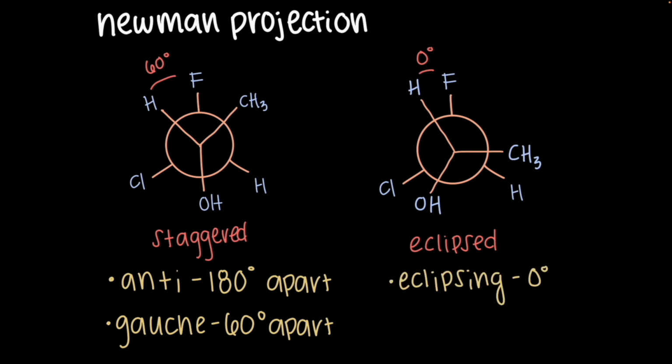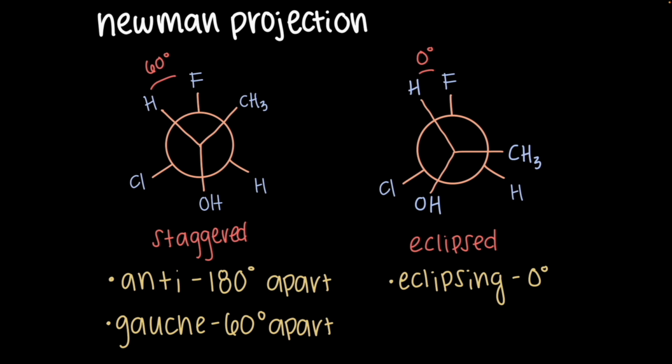The interaction on eclipsed conformations will be called the same name, eclipsed or eclipsing, and these will come from groups that are right next to each other, 0 degrees apart on the front and back carbons. We can have many different relationships in a Newman projection for anti, gauche, and eclipsing.